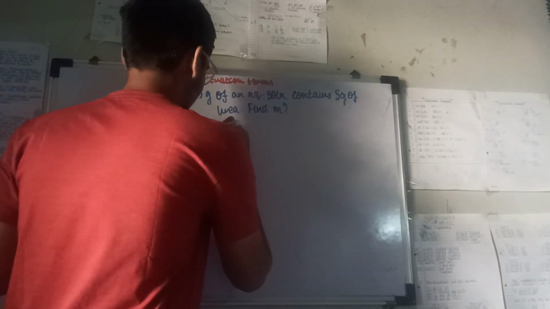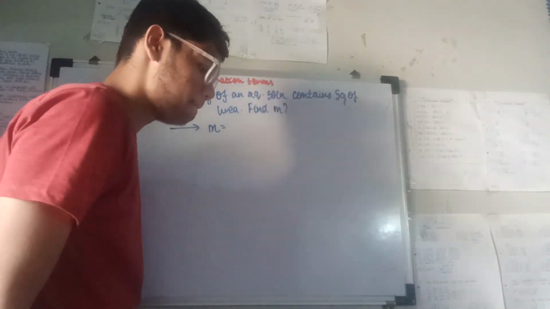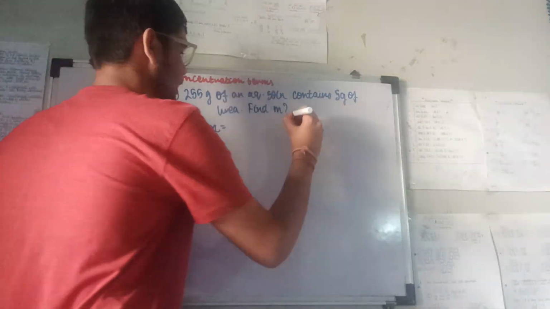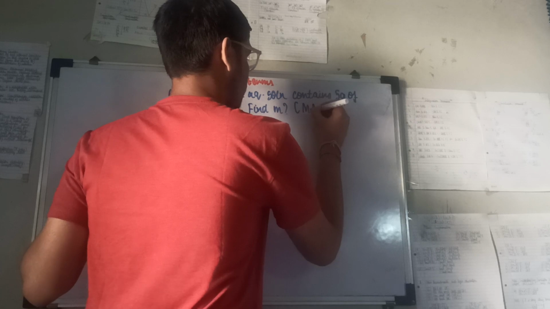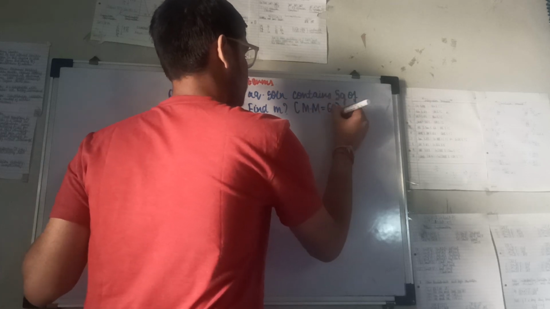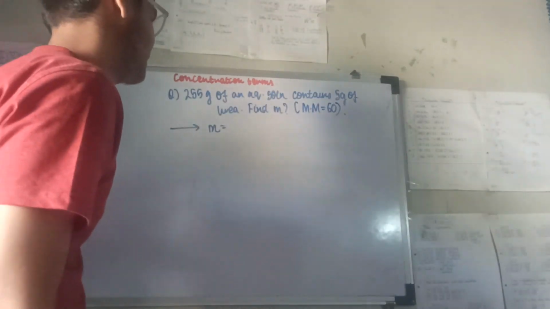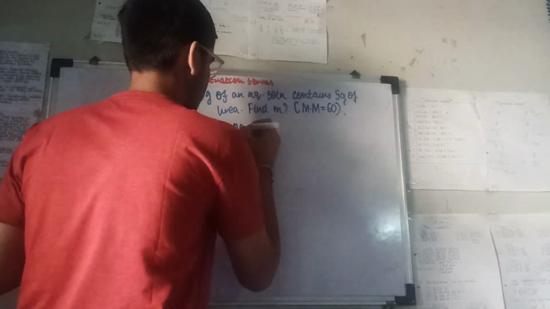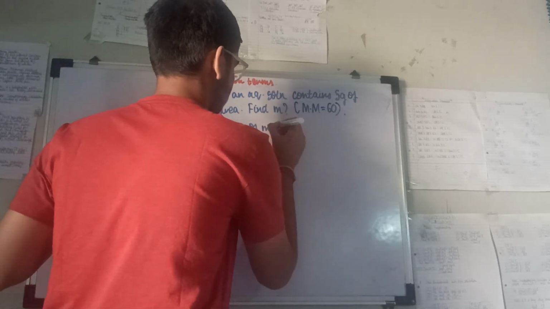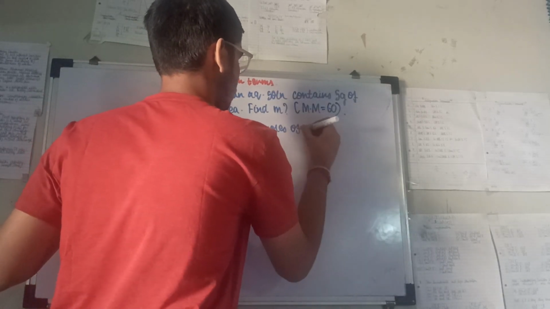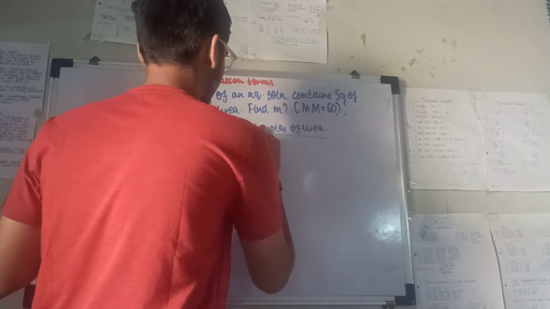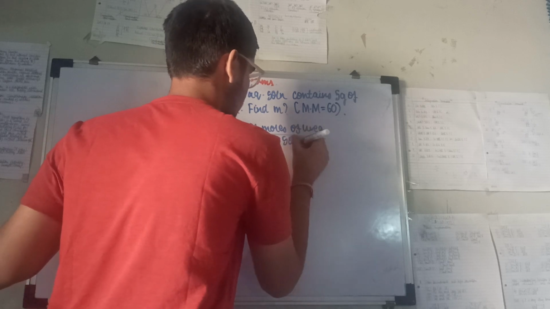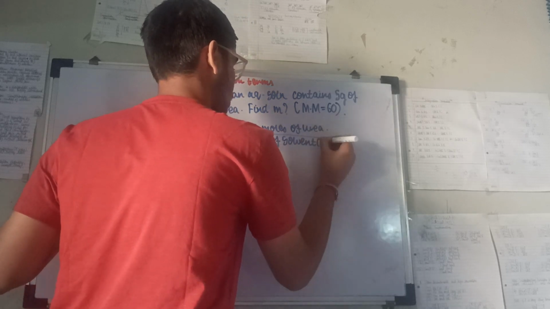Okay, I will make it simple and write the formula. I will give you the molecular mass of urea, which is 60. You should learn the molecular mass directly. So molality is equal to the number of moles of solute, which is urea, divided by the mass of solvent. Pay attention, they are tricking you. Solvent in kg.